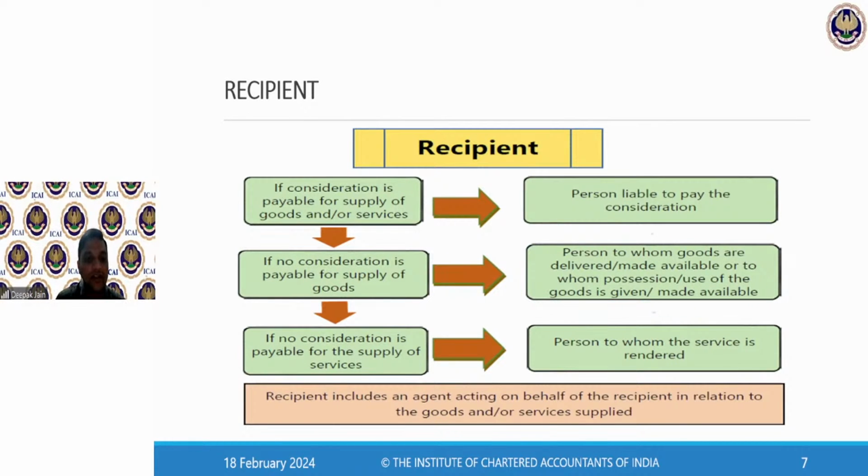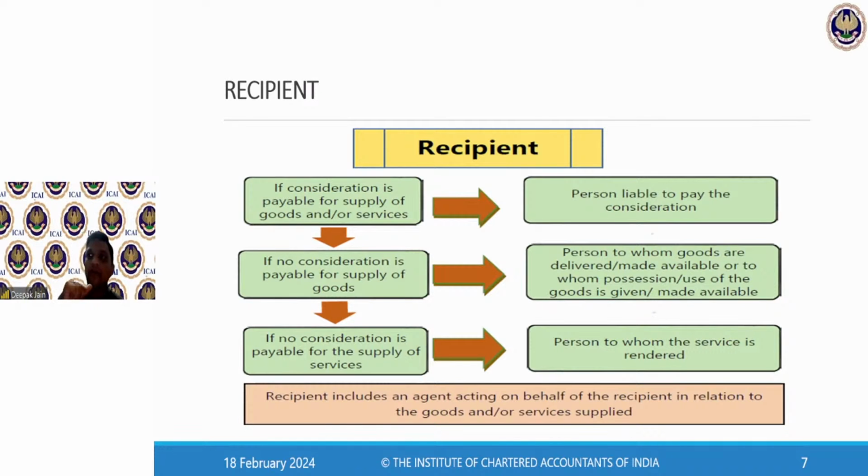And if no consideration is payable for supply of services, same thing. If no consideration is payable for supply of goods, then the person to whom it's delivered. And where consideration is not payable for the supply of services, then the person to whom the service is rendered becomes the recipient. Recipient can be the recipient himself, or it could include an agent acting on behalf of the recipient in relation to the goods or services supplied.